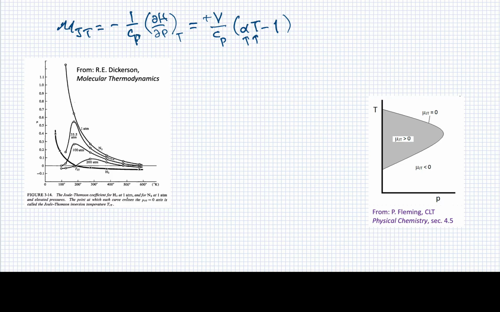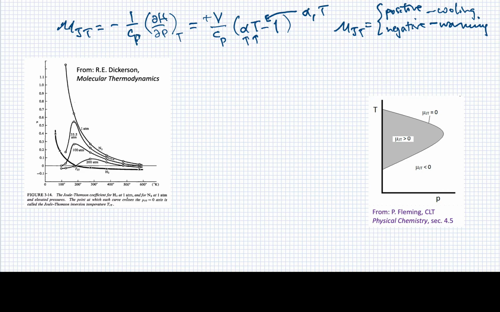So notice that here we have an interesting relationship that, depending upon the values of alpha and of temperature in this case, this coefficient mu can be either positive or negative. And in fact, when it is positive, this corresponds to a cooling effect when the gas expands through the porous membrane. When it is negative, this corresponds to a warming effect.